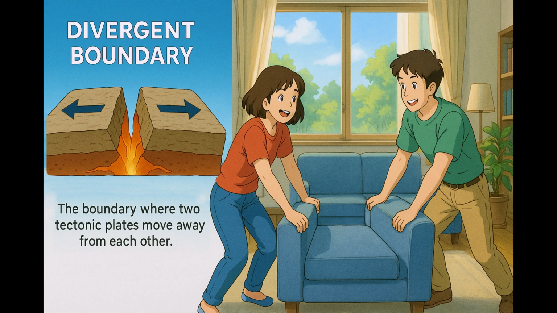Just as moving the couches apart creates new space in the middle of the room, the separation of tectonic plates at a divergent boundary allows molten rock from the mantle to rise and create new crust, forming features like mid-ocean ridges.